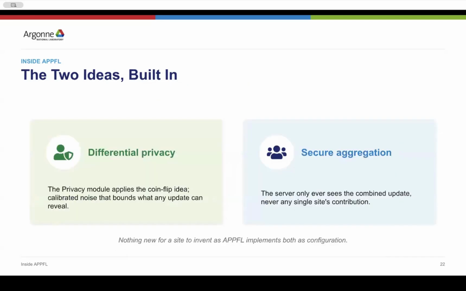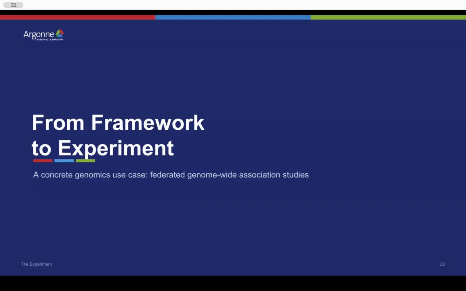And so, yeah, those are the two ideas built in that we've been around. We have differential privacy, the coin flip. We need to add noise because even those summary statistics are not safe. And then we need secure aggregation, which is the federation part.